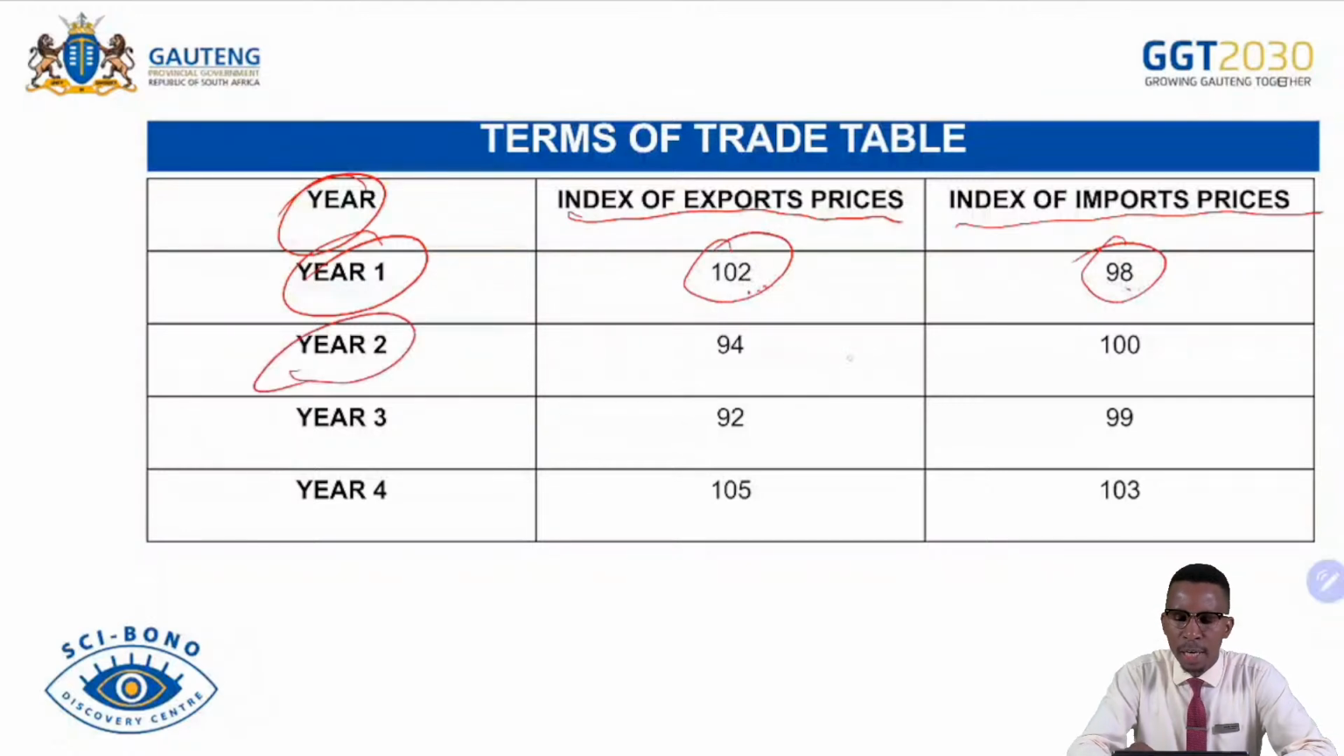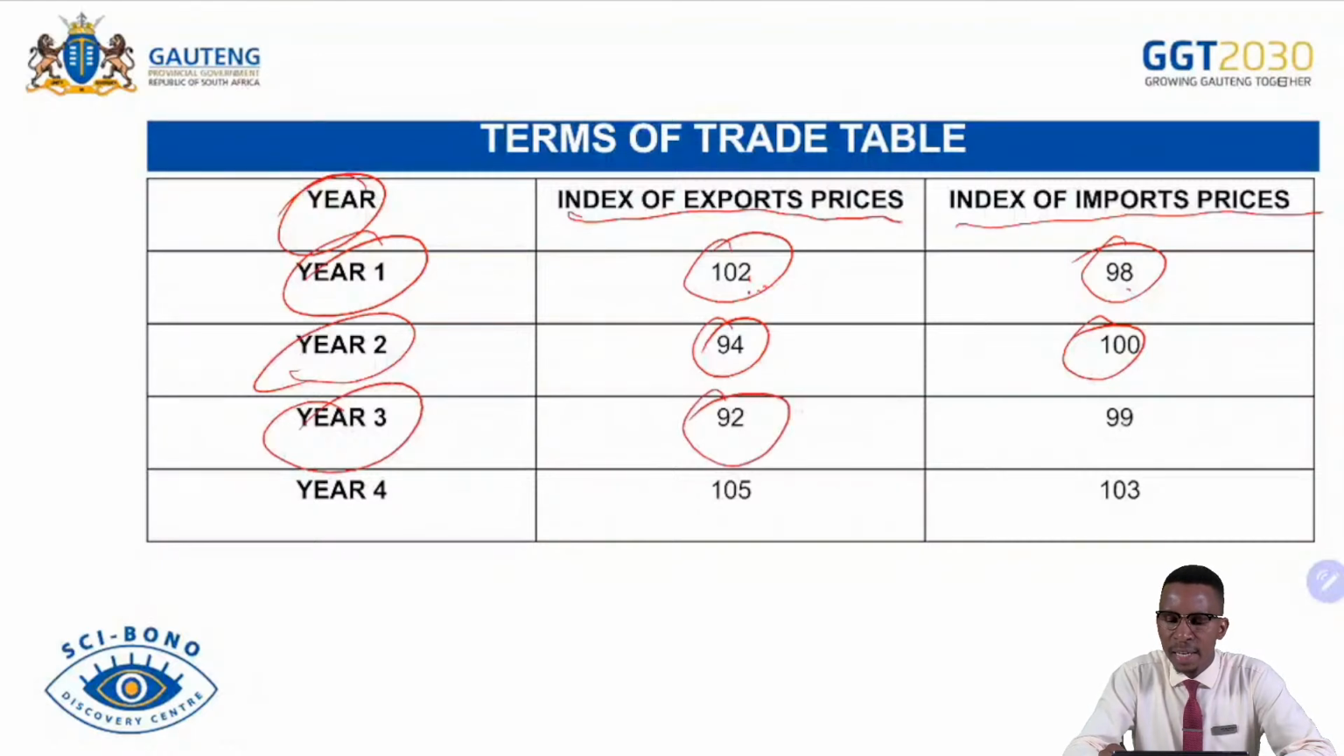Year number 2, export prices are declining from 102 to 94, while import prices are increasing to 100. So that seems to indicate the downward trend of terms of trade, they will be decreasing. Year number 3, export prices decline to 92, while import prices decline slightly to 99. This still indicates that export prices are still lower than import prices. This indicates the lower terms of trade.